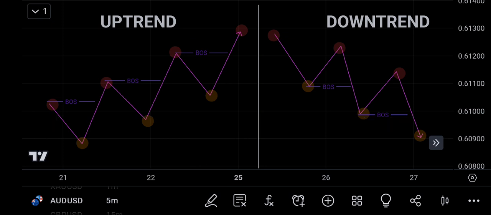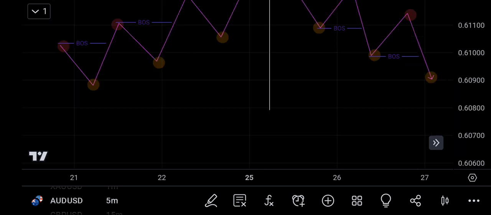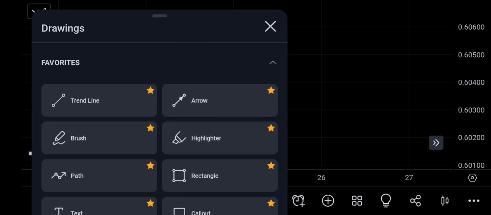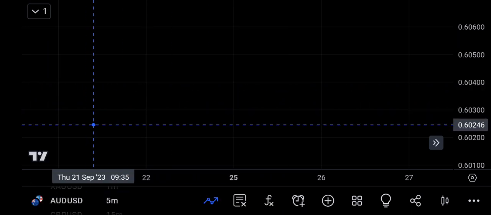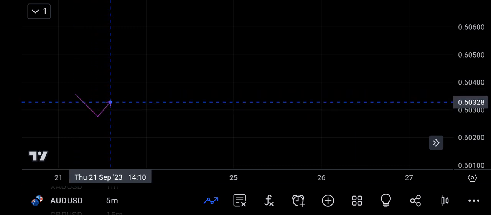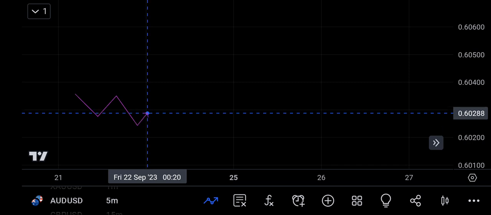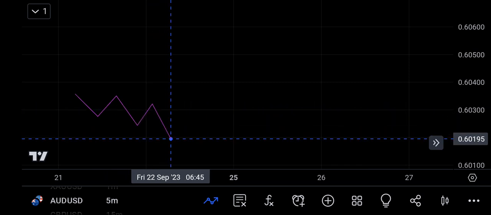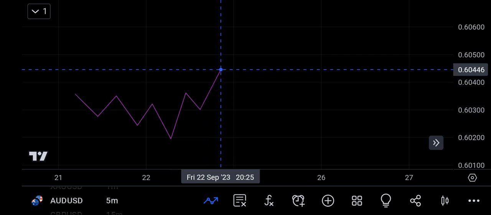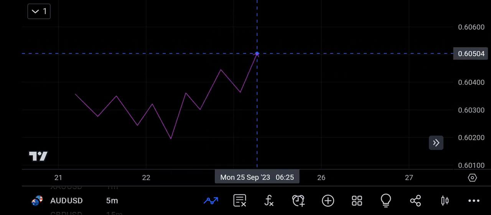Now that's what you see in a diagram, but in the live chart, the market will not just come direct like that. It would look a little complicated. There's something called internal structure, so I'll touch on that right now.